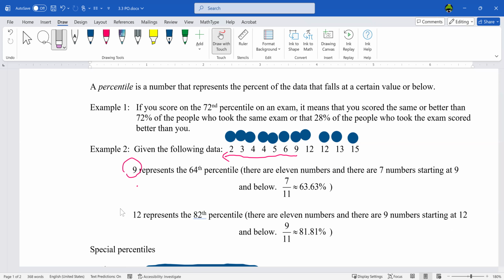Once again, it is how many scored the same value or below. So in the first example, there was only one 9, so I counted the 9 and below. In the second example, there were two 12s. You need to count both the 12s and below. It's how many were at your value or below when you figure out a percentile.